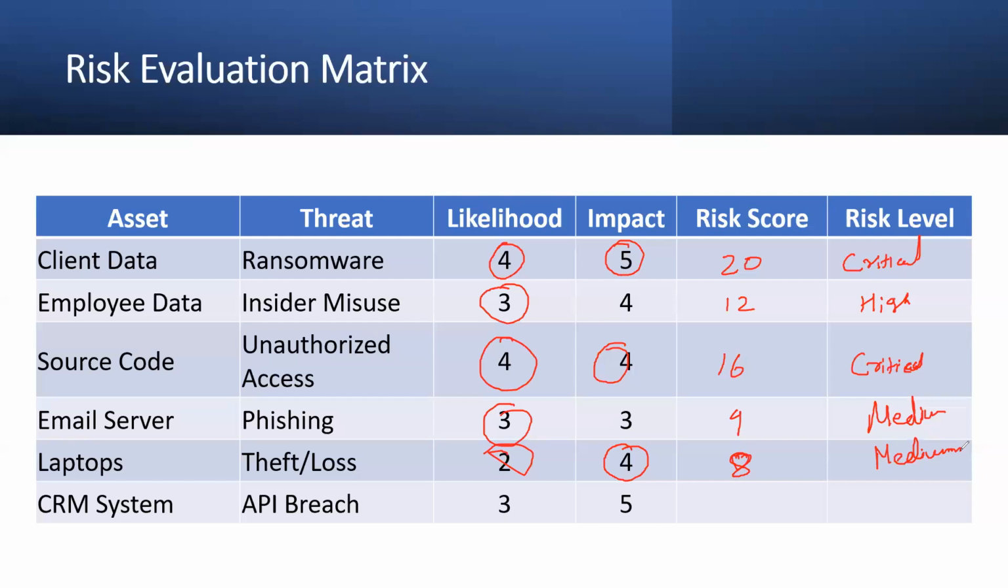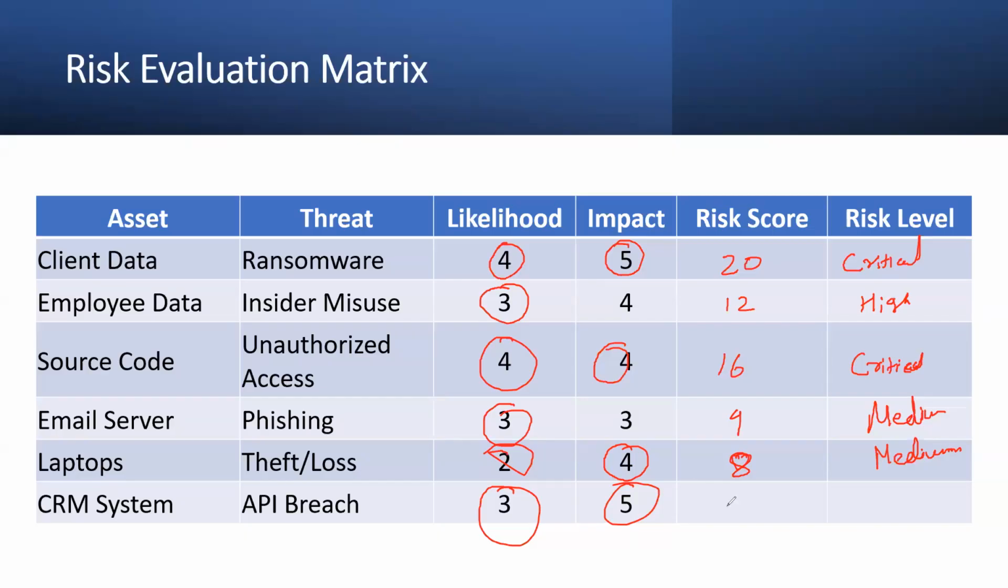Then we have the CRM system, API bridge. You can consider the API bridge via a third-party application to be a possible event, so we will keep it as a possible 3. What if this risk matures? The impact will be very serious. Given the sensitive nature of the customer data stored in that CRM, if it is breached via weak API configuration by the third party, definitely that is going to impact my business a lot.